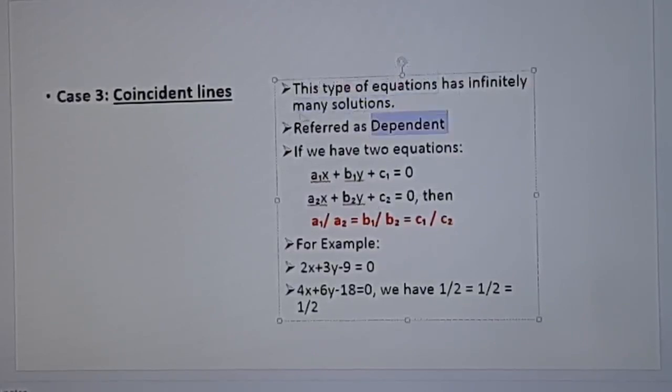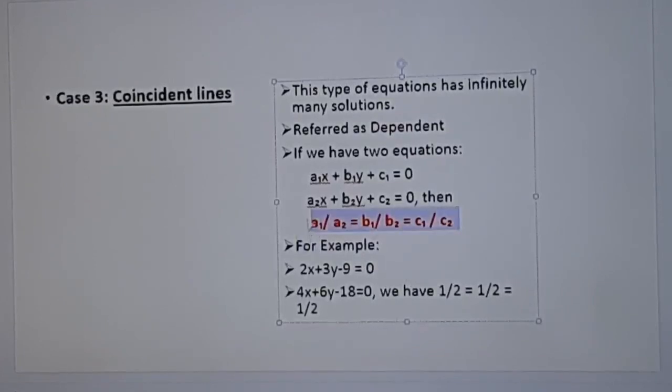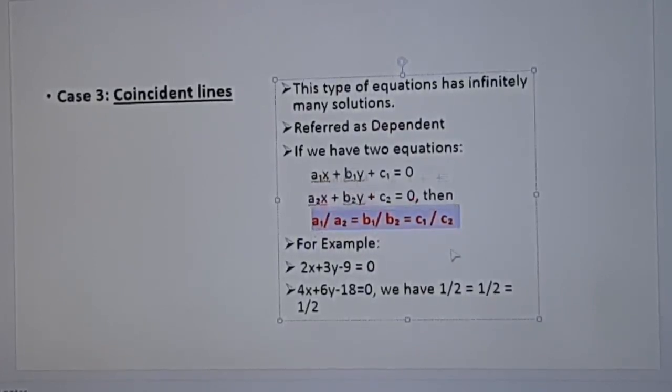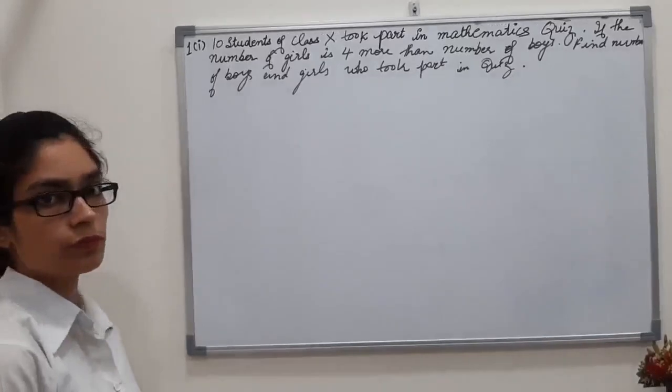These are also known as dependent lines, and since the lines are lying on one another, so in this case a1 by a2 is equals to b1 by b2 is equals to c1 by c2. And we can see the example also. In these two equations, we can see our a1 by a2 is equals to b1 by b2 is equals to c1 by c2. See, we have to simplify these equations. So every time we are simplifying, we are getting 1 by 2, 1 by 2 and 1 by 2. That means it is fulfilling this relationship. Now let's move forward and do exercise 3.2.